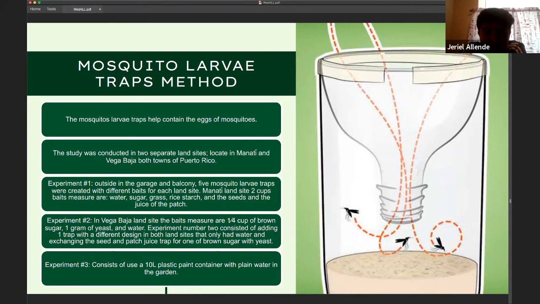And the third experiment consists of using the 10-liter plastic paint container with plain water in the garden. So we just leave that plastic container on the outside and see what's going to happen.